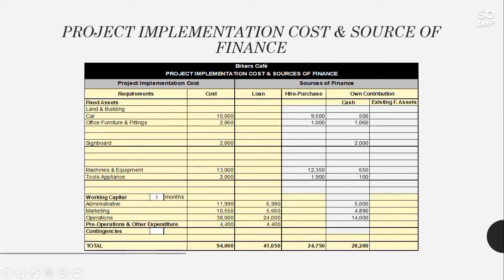For our project implementation cost and source of finance, our project implementation cost is at 94,000. The amount of loan that we apply to the bank is at 41,050. The amount of hire purchase is at 24,750, and the amount of cash we spend is at 28,200.